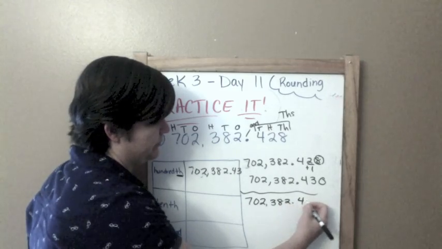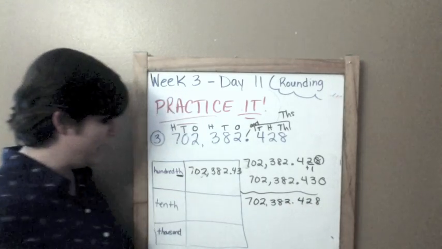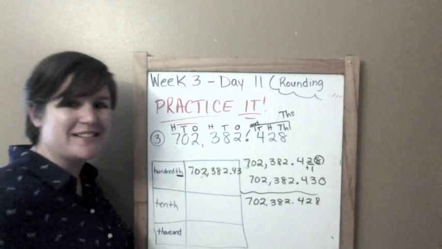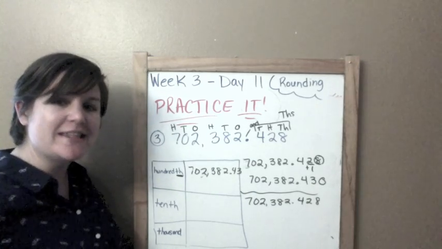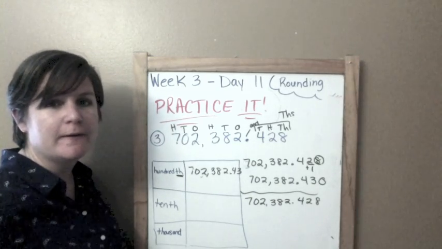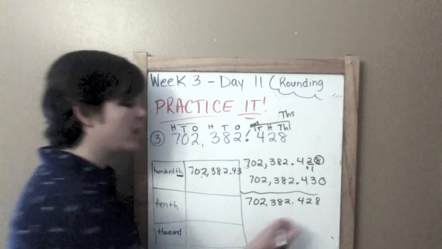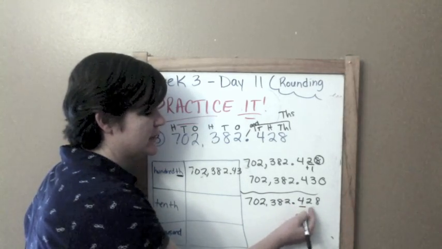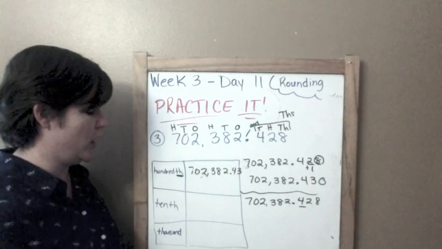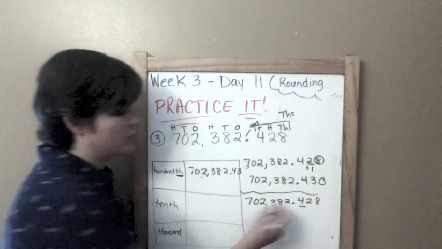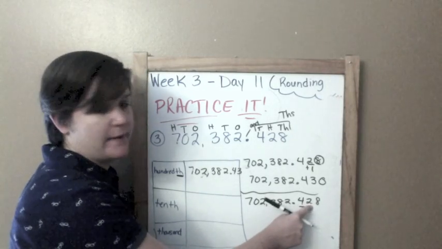Rewrite it. Where is my tenths place? Which digit is in the tenths place? The 4 right here. Tenths, hundredths, thousandths. Okay. Tenths place. Circle the digit to the right.